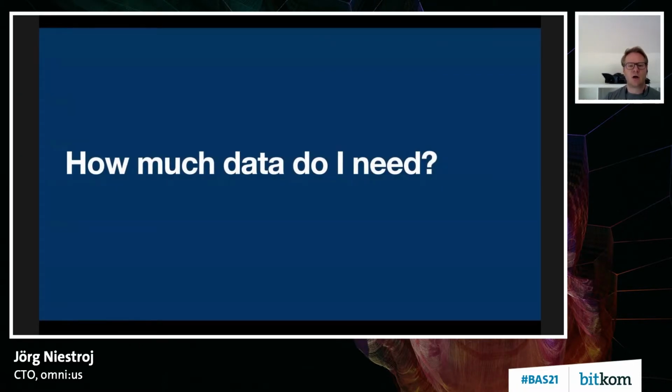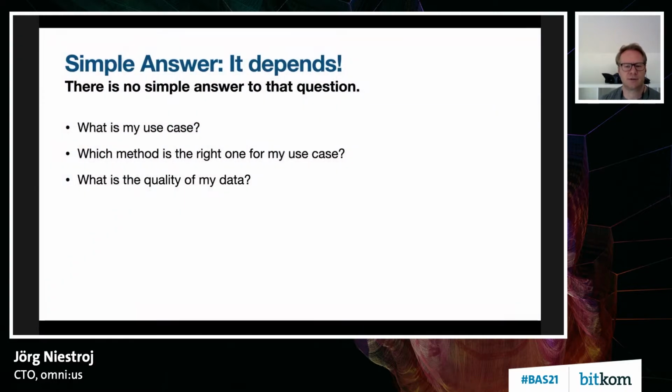But back again to the question. So how much data do I need? And as mentioned, this question is coming very often in the beginning of AI projects. And the first and simple answer is it depends. Because it's really up to the use case and the method based on that use case I choose, and also what is the quality of my data. For example, if you have 100 good lines in your data set, the model can be much better than if you have thousands of poor quality lines in your training set with a lot of noise or a lot of gaps. So therefore, it also depends on the quality.